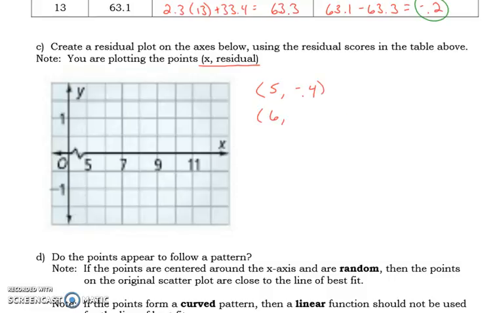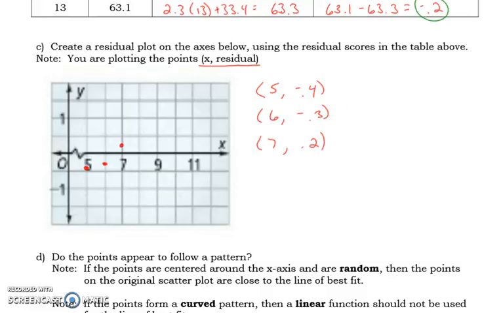And then when x was 6, I had a residual of negative 0.3. And then when x is 7, I have a residual of 0.2. Now I'm not going to continue to write out the ordered pairs, you get the idea. But at 5, I got to go down to negative 0.4. At 6, I have to go down to negative 0.3. At 7, I have to go up to 0.2.